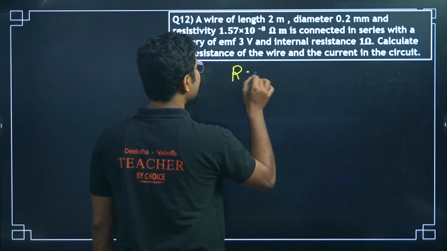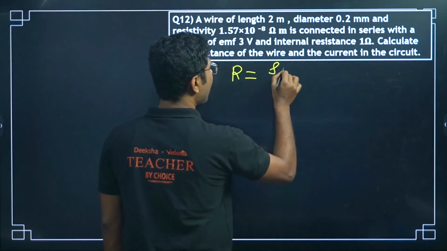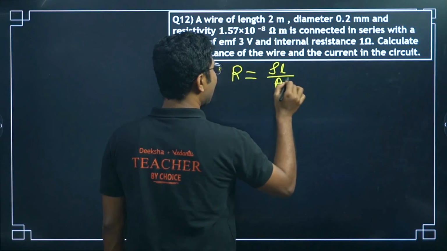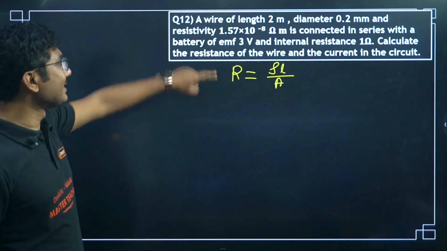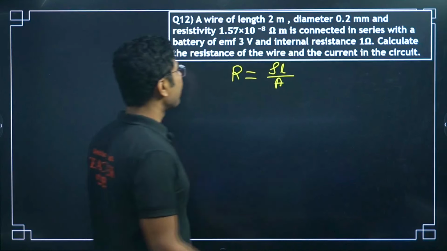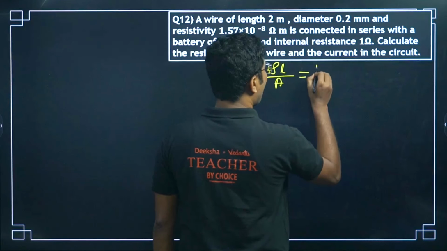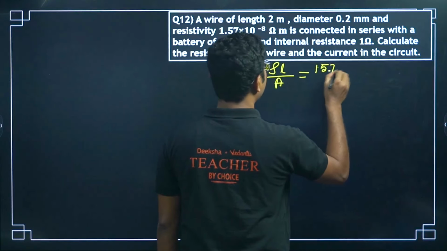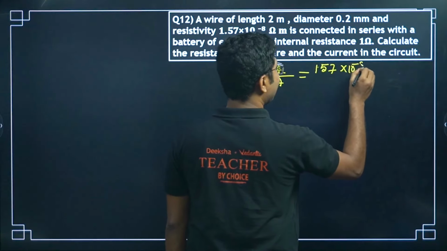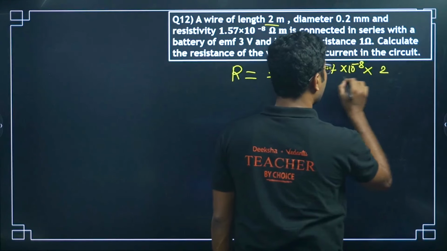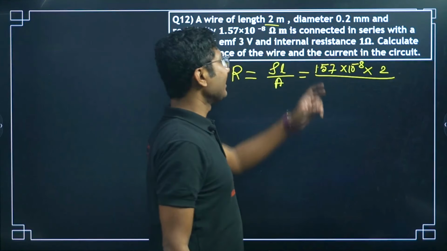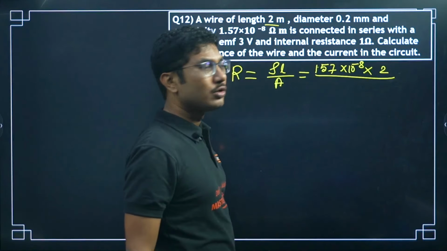To calculate resistance, we know that it is rho L by A. If you see, everything is given over here. So, resistivity is given as 1.57 into 10 to the power of minus 8. Length of the wire is given 2 meter. So, no need to convert. And the diameter is given 0.2 millimeter.